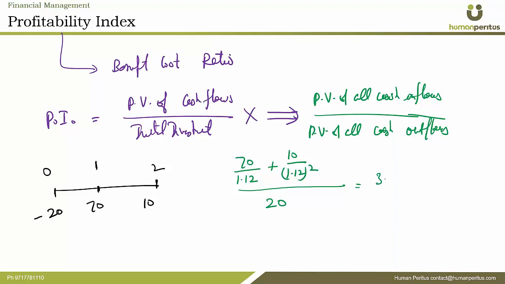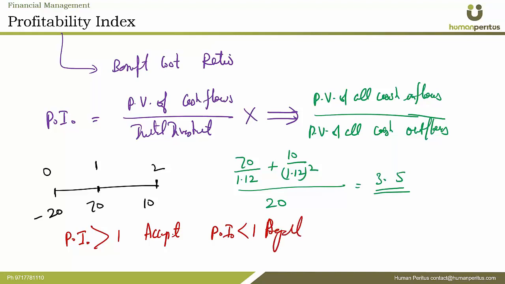And this value maybe comes out to be 3.5. Okay. So what is my rule? My rule is that if my profitability index is greater than 1, then accept. If my profitability index is less than 1, then I'll reject the project. So in this case, because 3.5 is greater than 1, I will accept this project. This is how we calculate profitability index.